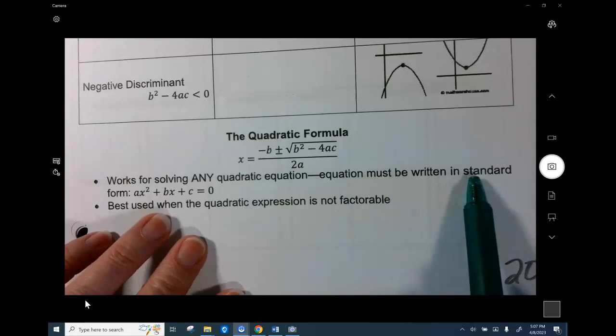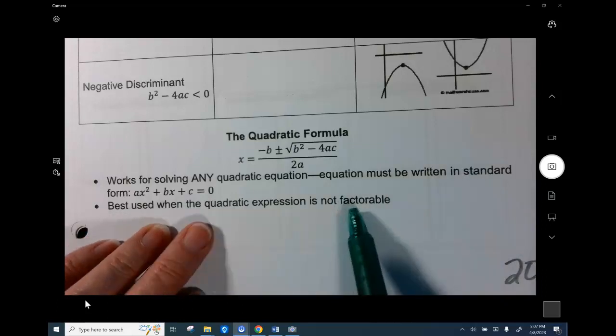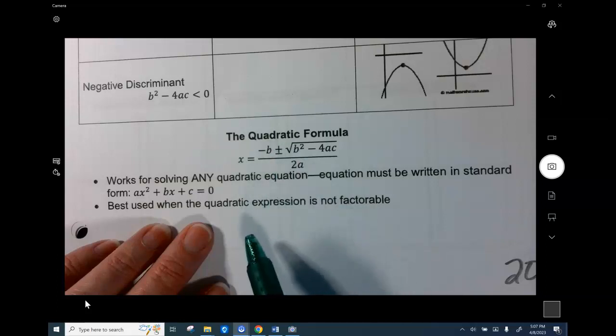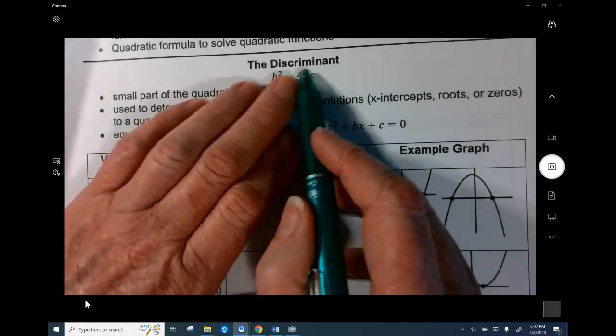But you do have to have the equation in standard form. And it is best when you cannot factor it. Okay, so I might even say it might be best other times too. So if you're in a hurry, the quadratic formula will work for you every time. So what we're going to concentrate on today, though, is the discriminant.